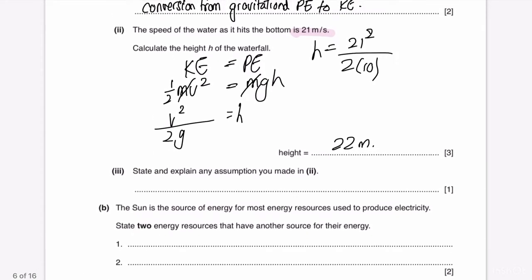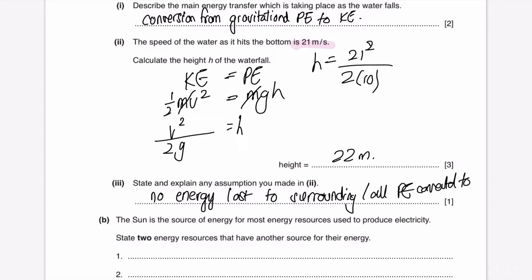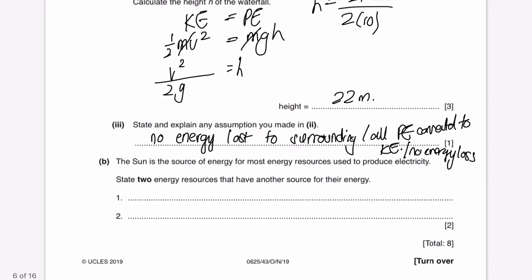State and explain any assumptions you made in question 2. The assumption I'm making is that all the potential energy is converted into kinetic energy. In real life that doesn't happen because of air resistance, which causes energy loss. So we write: the assumption is that no energy is lost to the surroundings, or in other words, all potential energy is converted to kinetic energy. You can also just write no energy loss; it makes no difference.